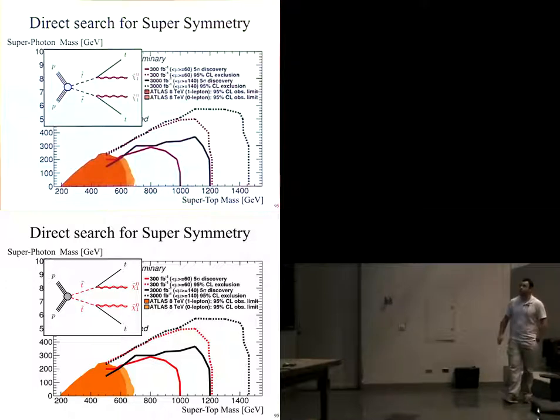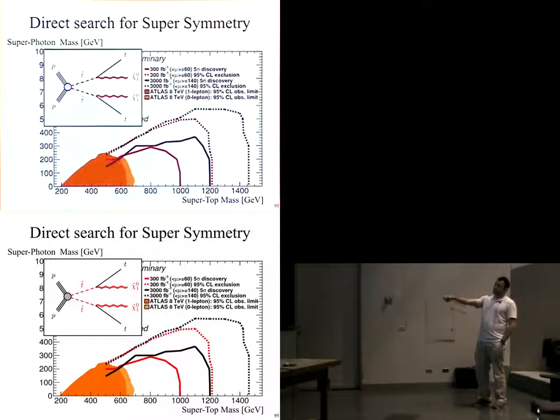Okay, so similarly, we can look directly for these super partners. So the important one is the super partner to the top quark. The diagram looks like the one that we looked at before. And so another way you can search for supersymmetry is directly looking for events like this. Okay, and that's been done. This is a big part of the physics program at ATLAS. And you can see our results here.